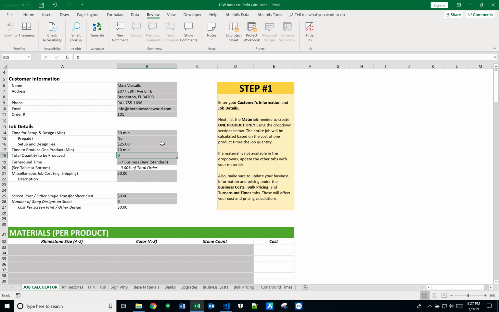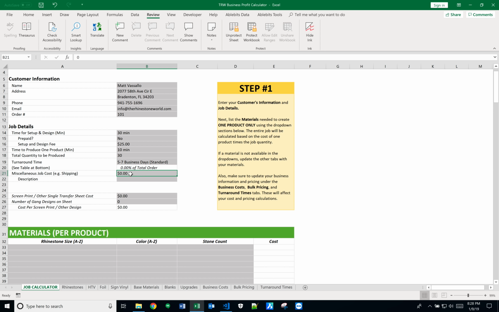Next is total quantity to be produced. So what's the quantity of this order? How many shirts do they want? So let's say they want 30. The next piece of information is turnaround time. How quickly do they need this order? We'll just do something standard like 5 to 7 business days.